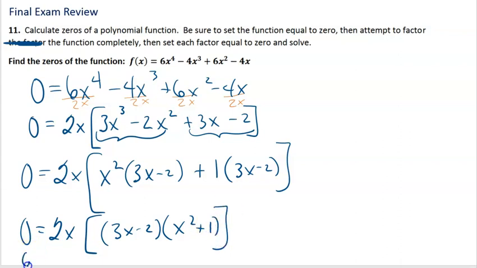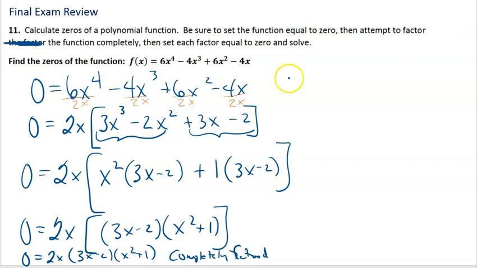That is completely factored. I'm going to write it at the bottom of the screen. This is 2x times 3x minus 2 times x squared plus 1. So again, this is completely factored. I bet you're thinking, why don't we factor the x squared minus 1? Because it won't factor. x squared, did I say minus 1? x squared minus 1 would factor. x squared plus 1 does not factor. Okay? So does that mean we can't go any further?